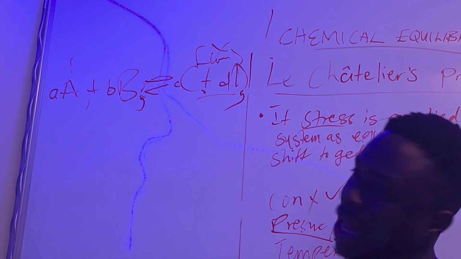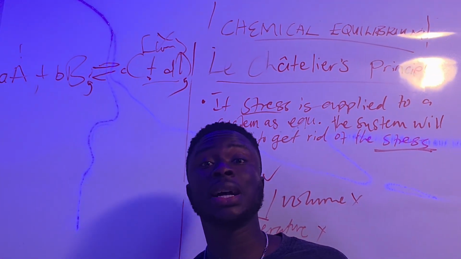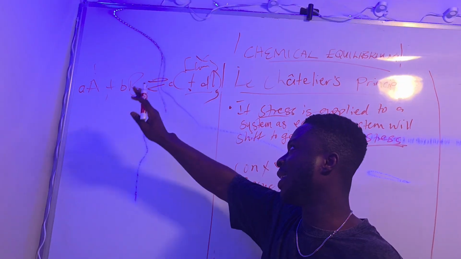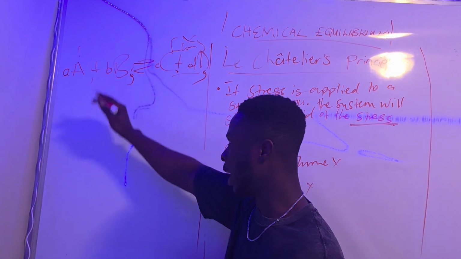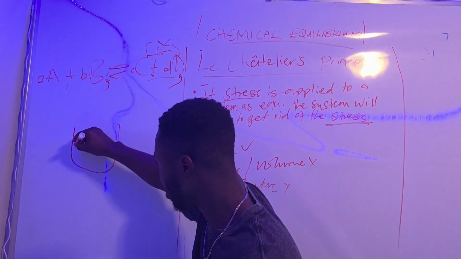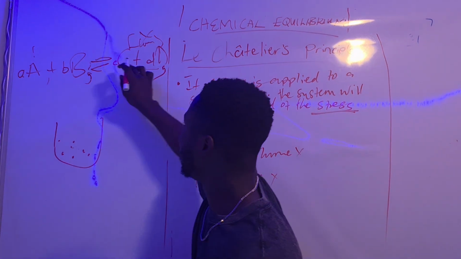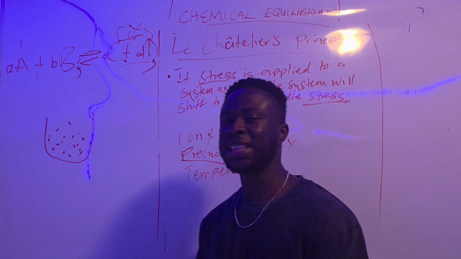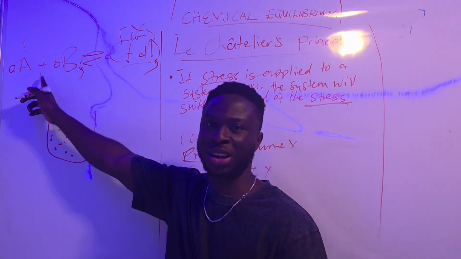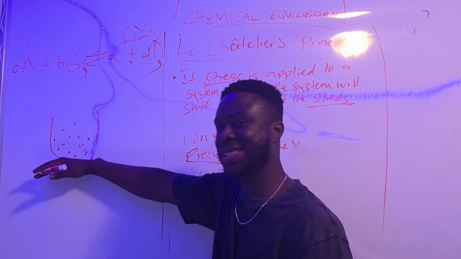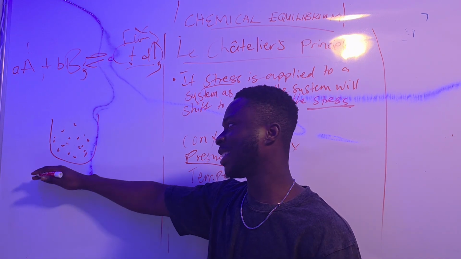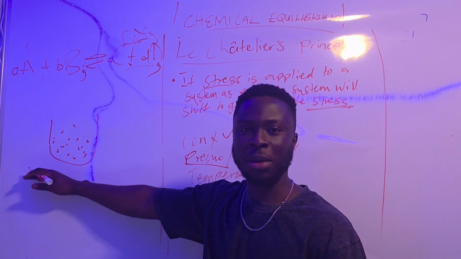If these were all gases, and since they are all gases, I apply pressure because they are in a vessel. If these are all gases, they are going to be in one vessel like this. A, B, C, and D are all going to be in this vessel. So I cannot selectively apply pressure to just A or B. If I apply pressure to this system, it's the entire system that I apply the pressure on. So what is the system going to do to overcome this pressure?